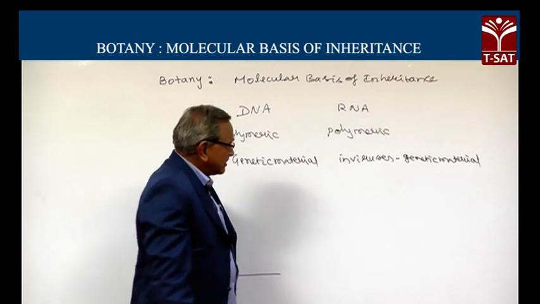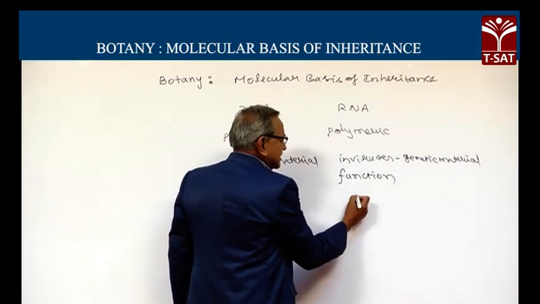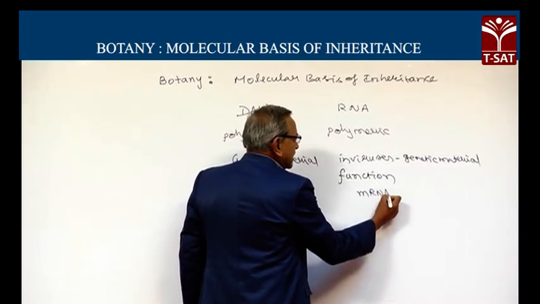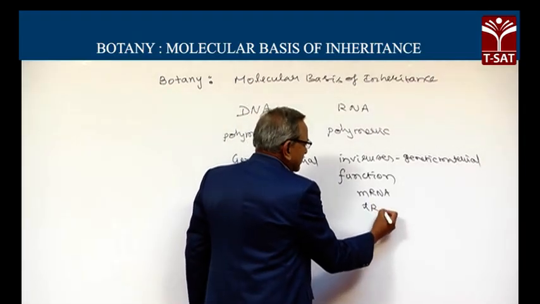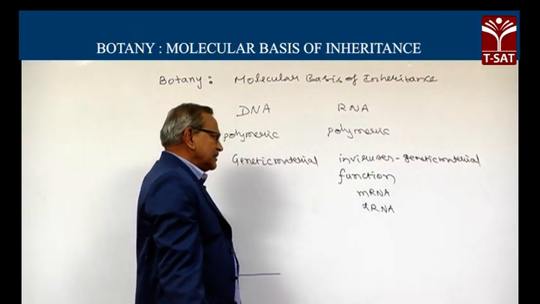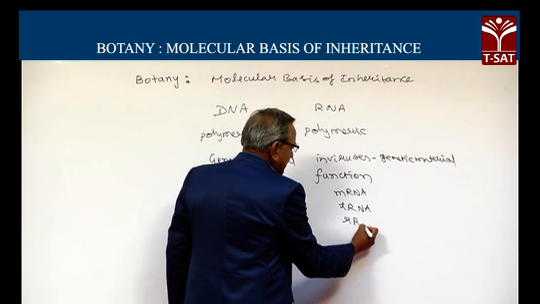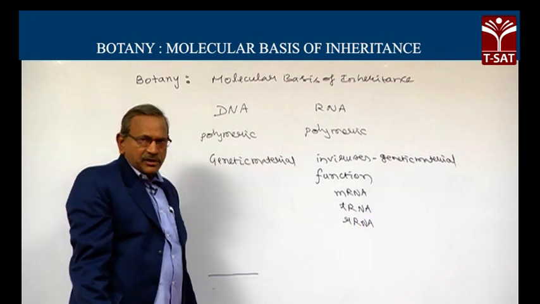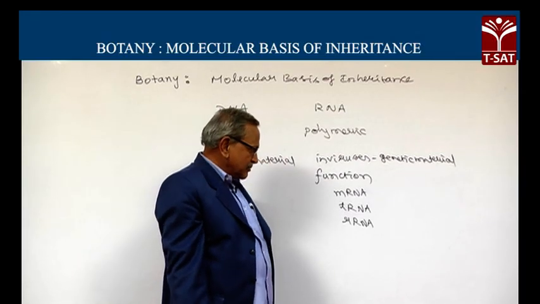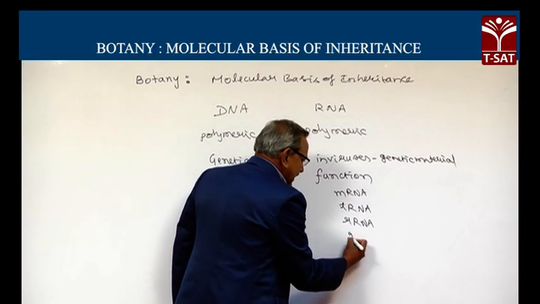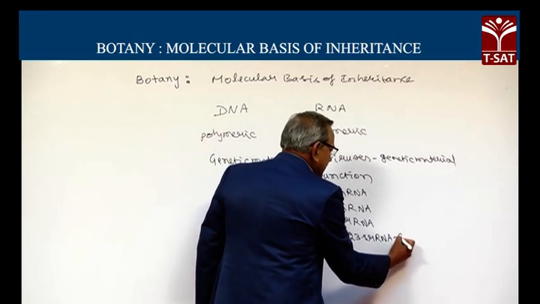Its main role is functional. It can act as messenger, then it is called mRNA. It acts as adapter, then it is called transfer RNA, and it has structural role, then it is called rRNA, responsible for forming ribosomes. And in prokaryotic ribosomes, 23S rRNA is catalytic also.